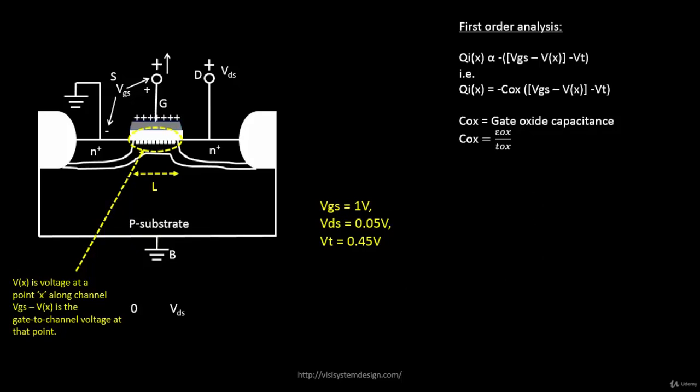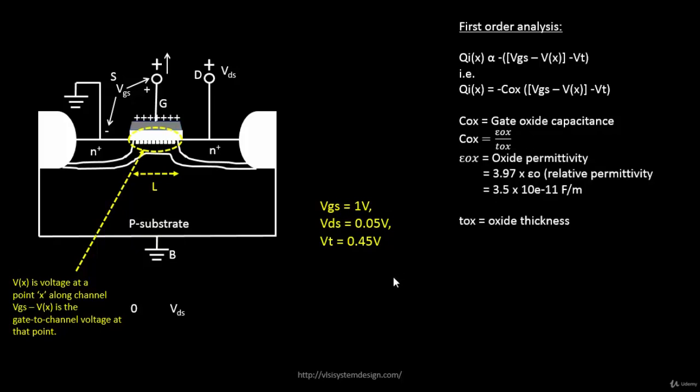So COX is epsilon ox by Tox, and Tox is the one that is given as a standard, as a constant. Epsilon ox is 3.97 into epsilon 0, the relative permittivity, so it comes out to this particular value. And Tox is the oxide thickness. By oxide thickness we mean this particular oxide, the gate oxide. It's present between the gate and the p-type substrate. That's the oxide thickness, and that's constant, it comes from the technology node.